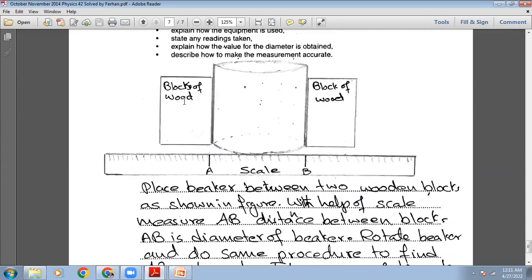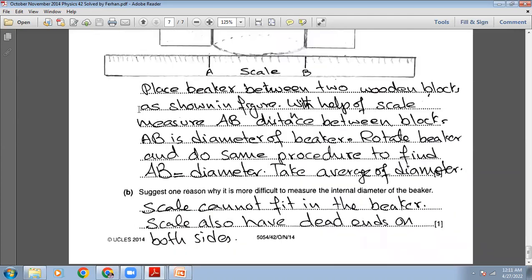Okay, so this is that diagram which I have used. Place the beaker between the 2 wooden blocks as shown in the figure. With the help of the scale, measure the AB distance between the blocks. AB is the diameter of the beaker. Rotate the beaker and do the same procedure to find the AB diameter. Take the average of the diameters.